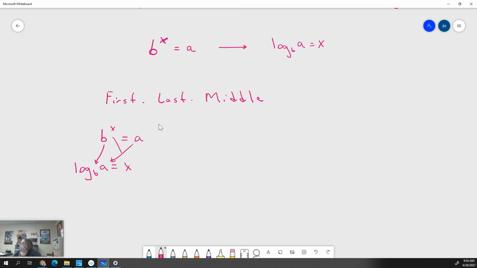If I'm doing it the opposite, if I have log base b of a equals x and I want to convert it, again, I go first, last, middle. This is my first, this b, so I'm just going to write it b. Then I'm going to take my last part and it becomes my exponent equals my middle. So just try and remember first, last, middle.